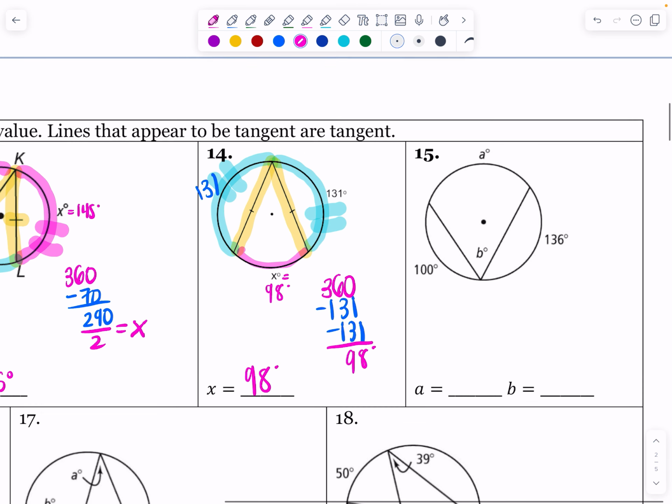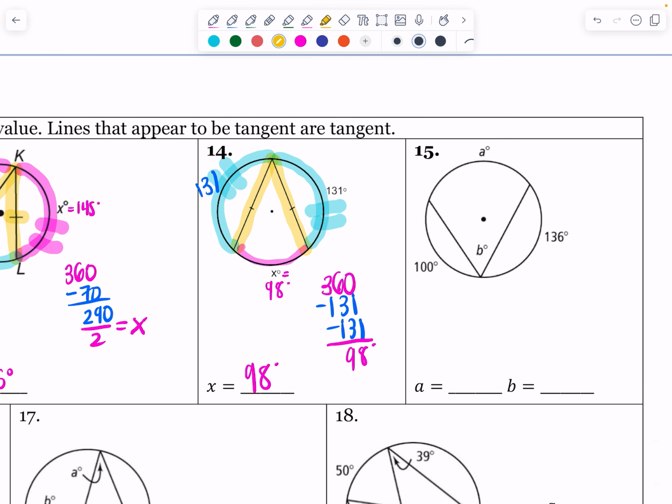Okay. Number 15, again, I have an inscribed angle because its vertex is on the circle. So to find that, I'm going to take half of the intercepted arc. Unfortunately, I don't know what A is, but I can quickly find A by subtracting the other two arcs in that circle. So that 100 and that 136. I know that a full circle is 360 degrees. So 360 minus the 100 degree arc on the left minus the 136 degree arc on the right is going to give me 124 for arc A.